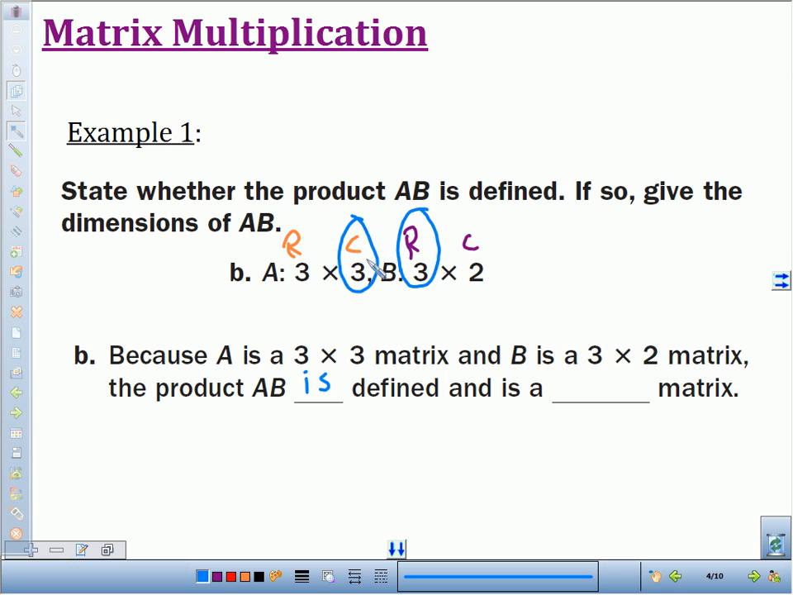Right? Columns of A equals rows of B. Now I can figure out the new dimensions by looking at the rows of A and the columns of B. So my rows of A are 3, my columns of B are 2, so my new matrix is going to be a 3 by 2 matrix. Alright, now let's see what actually happens when we multiply a couple of matrices together.